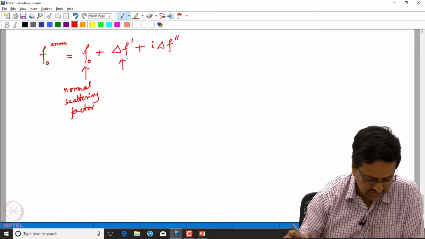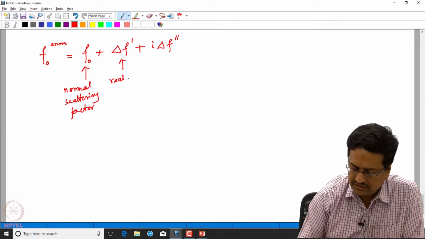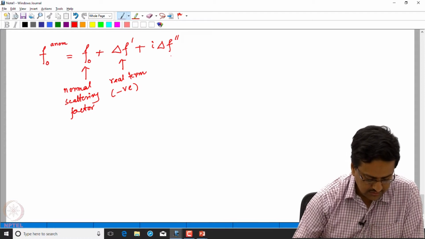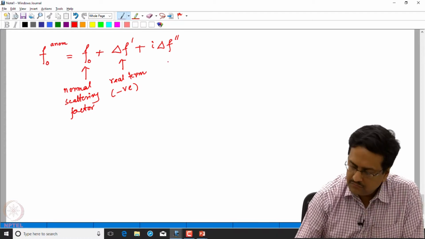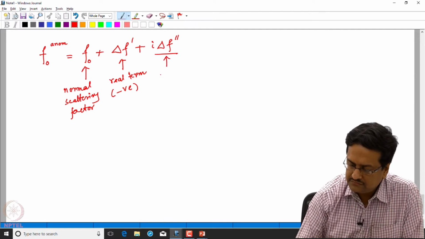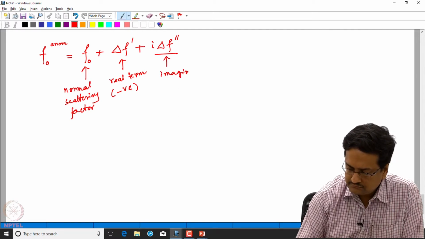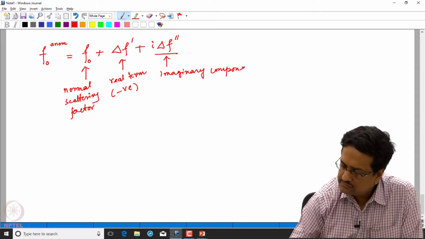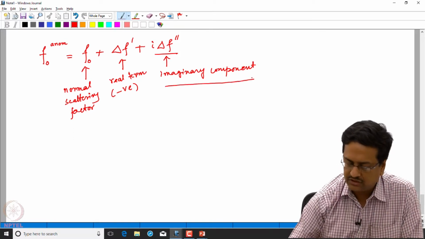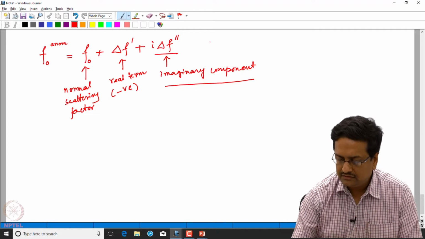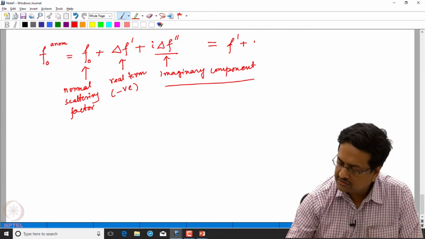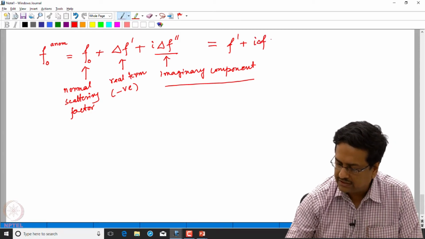this delta F prime is the real term, and in general it is negative, and this is the imaginary component of this anomalous scattering. So one can write this as F prime plus i delta F double prime.